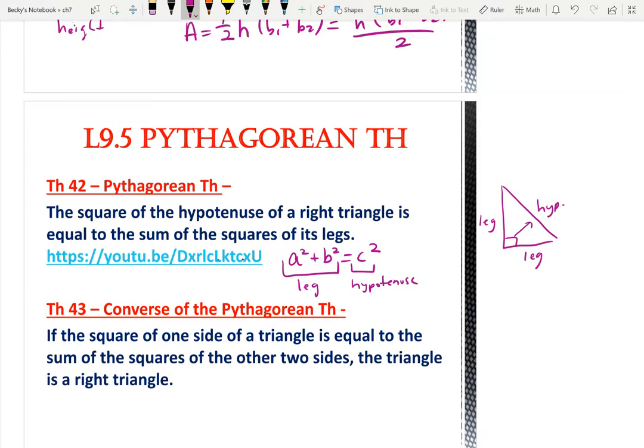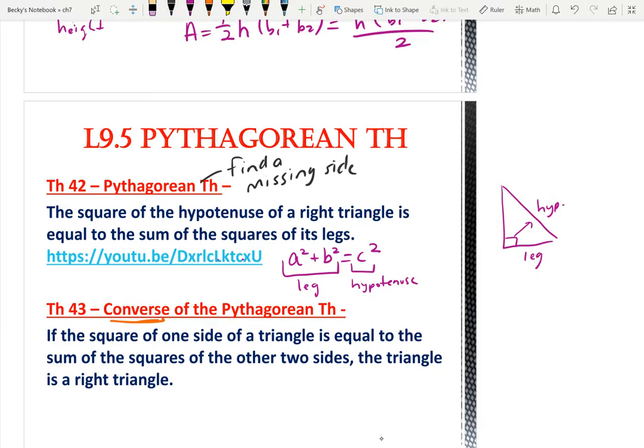You got it. Okay, now we need to talk about the difference between theorem 42 and 43, because every year this is a major hang-up. Okay, so let's read 43 and talk about the differences. So this is the converse to the Pythagorean. If the square of one side of a triangle is equal to the sum of the squares of the other two sides, then the triangle is a right triangle. We use theorem 42 to find a missing side.